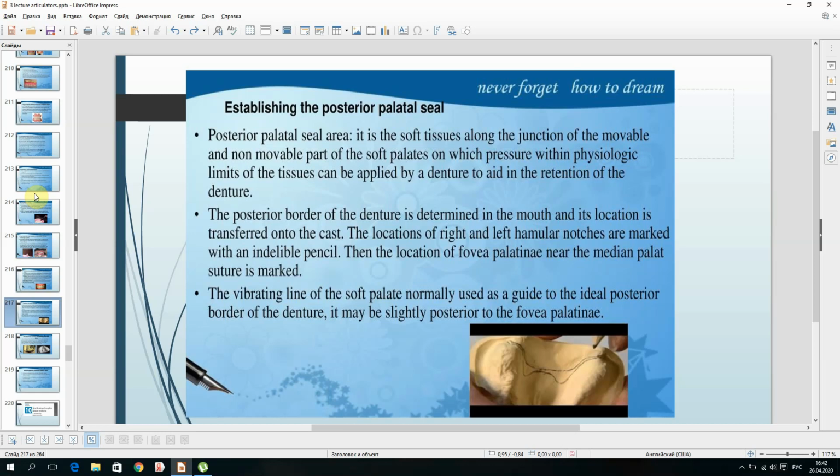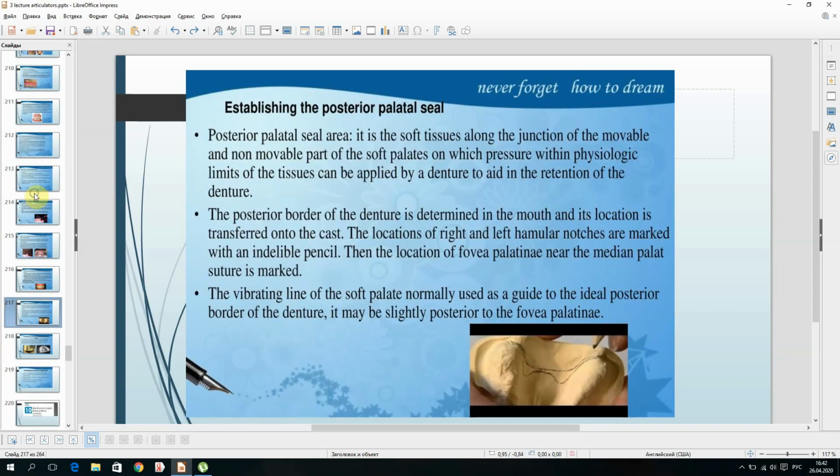The posterior border of the denture is determined in the mouth and its location is transferred onto the cast. The locations of the right and left hamular notches are marked with an indelible pencil. Then the location of the foveae palatinae near the median palatine suture is marked. The vibrating line of the soft palate is normally used as a guide to the ideal posterior border of the denture. It may be slightly posterior to the foveae palatinae.